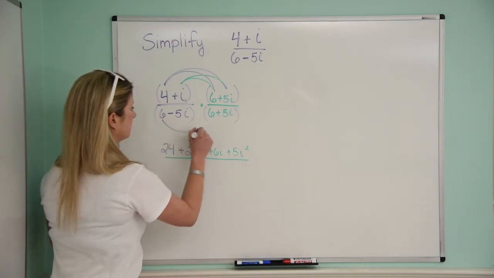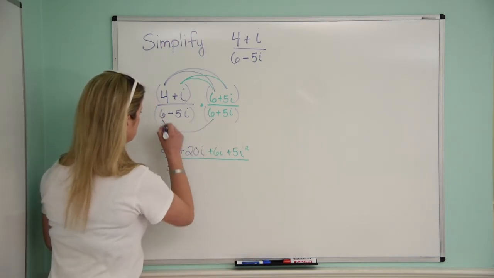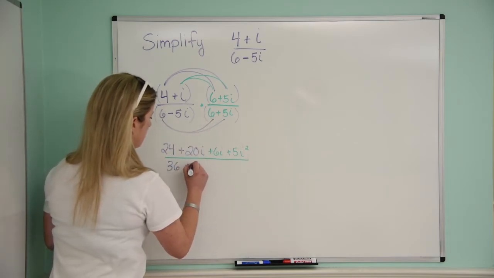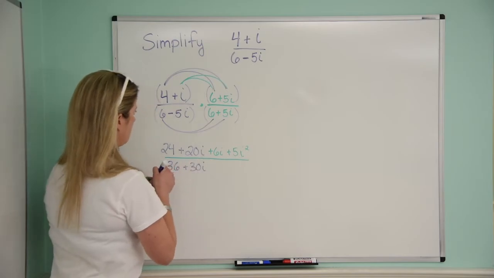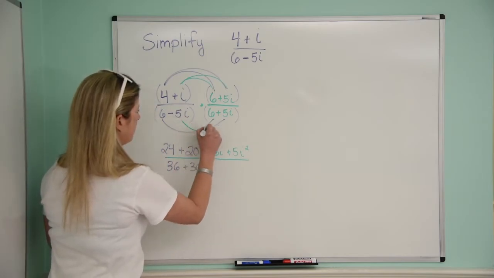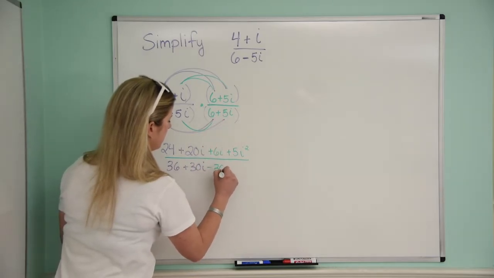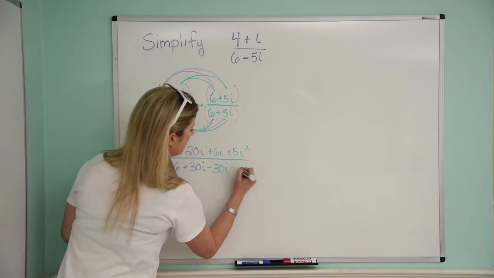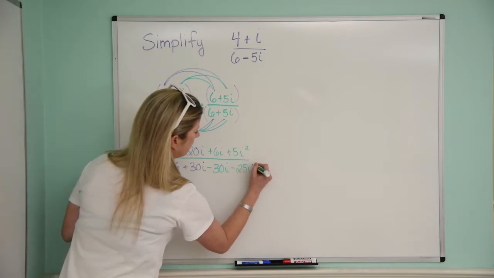So 6 times 6, that's going to be 36. 6 times 5i, that's going to be plus 30i. And here we go. I'll switch colors again. So -5i times 6, that's going to be minus 30i. And then -5i times positive 5i is going to be minus 25i squared.